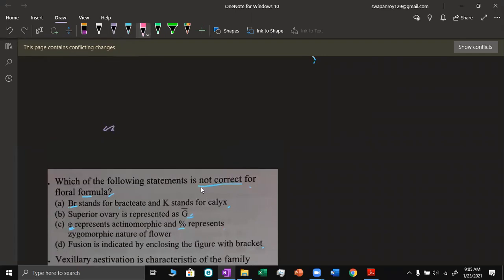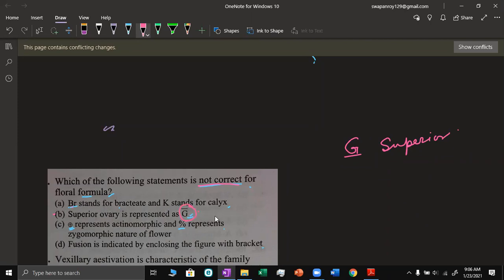Number B, sir. Number B, superior ovary. With the superior ovary, the line is below the G. This is superior. And the symbol given here is for inferior ovary. And all others are correct.